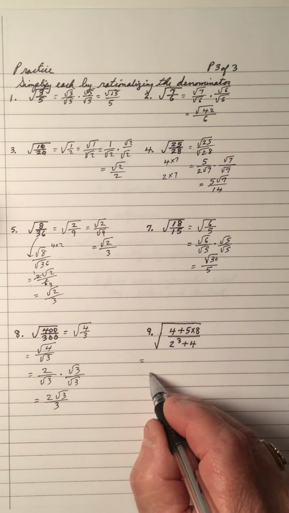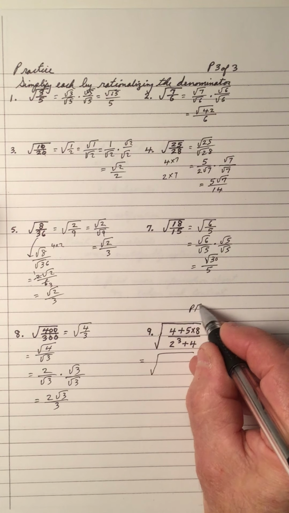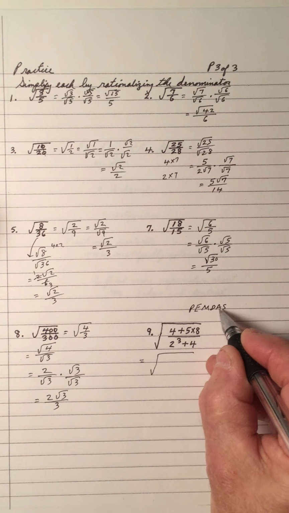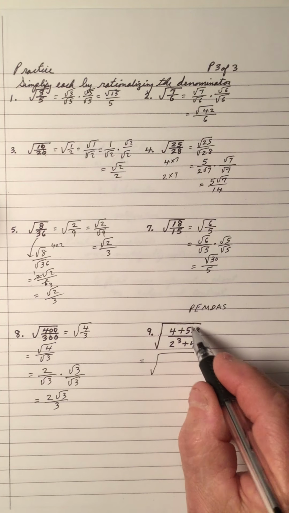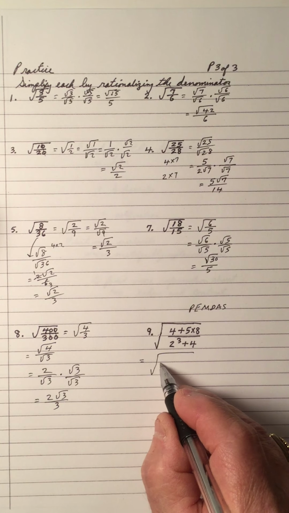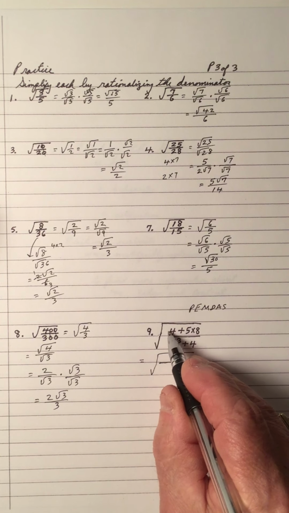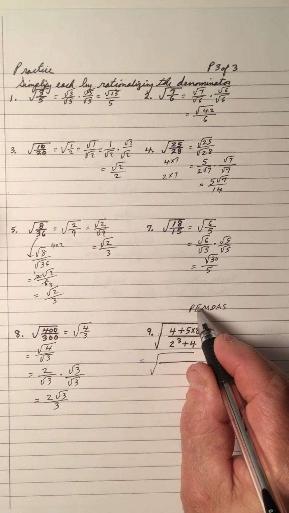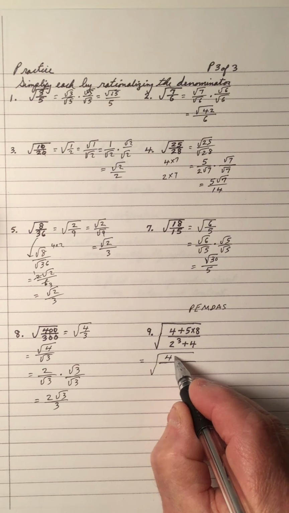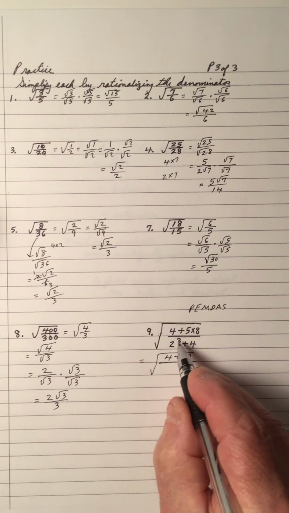Now, we have a root, so we have to follow BEDMAS, PEMDAS. BEDMAS, PEMDAS. So we have to do underneath the root first. So I have two parts. I have a numerator and a denominator. So in the numerator, I have to multiply before I add. So that's 4, add on 40. 5 times 8 is 40.